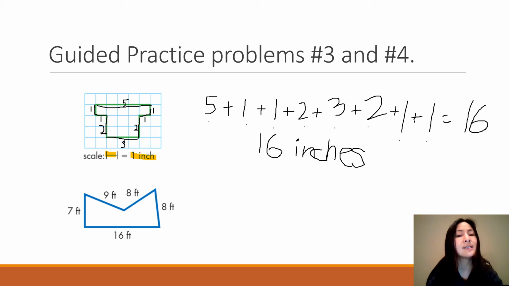Notice it does not say square inches. That would be if we were finding the area and counting the number of unit squares that cover the shape. But this is perimeter, the distance around the shape. So we're just measuring the length of the sides. Okay, so 16 inches, not square inches. 16 inches is the perimeter of this shape.